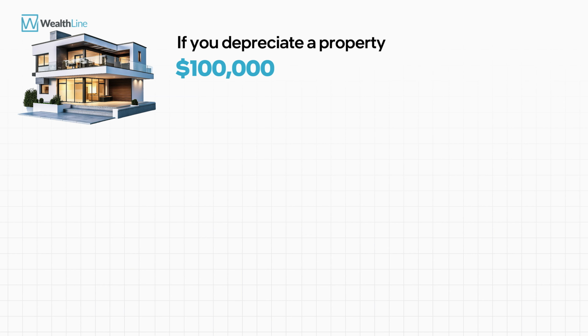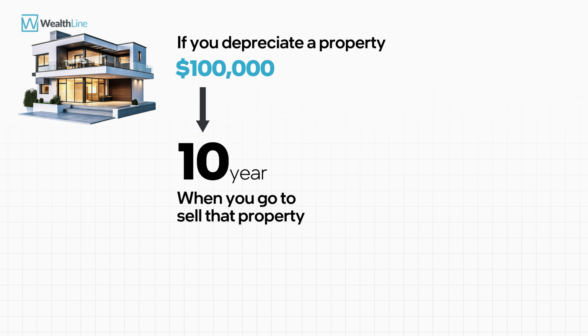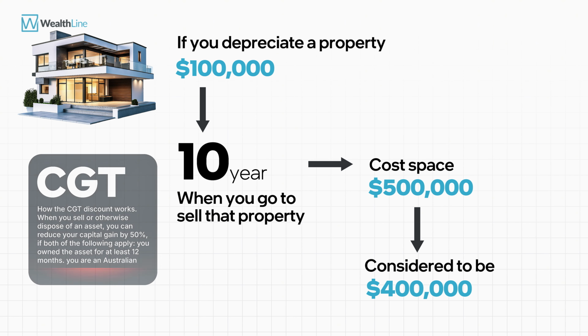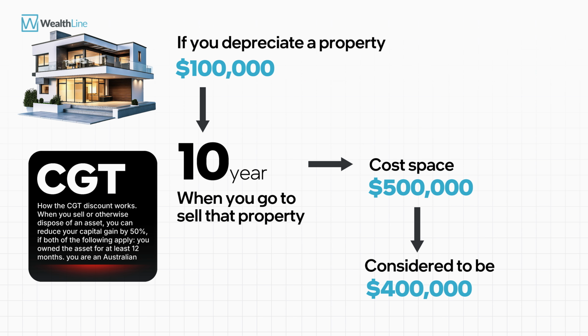Another thing to bear in mind, however, is depreciation is taken off the cost base of the property when you actually go to sell it. This means that if you depreciate a property by $100,000 over, let's say, a 10-year period, when you go to sell that property, the cost base, in this example, let's say $500,000, is considered to be $400,000. That means potentially more CGT on the back end when you go to sell this property. There are some ways to manage this, but it can get a little bit complicated.